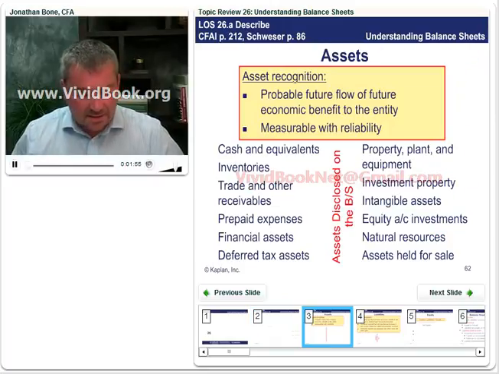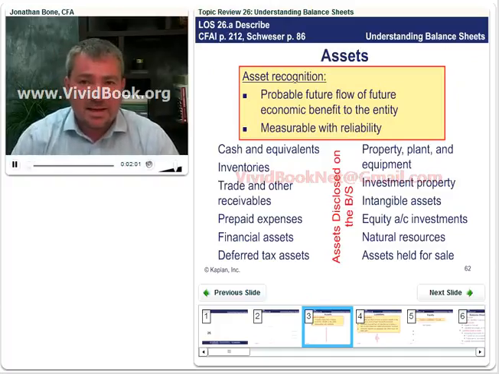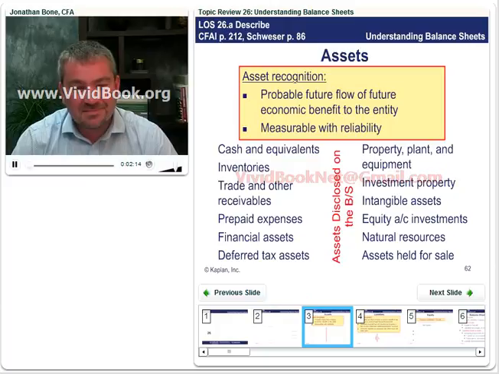So let's start a little bit with our assets. Asset recognition. Now, we've talked about this again in a previous reading. Here's our IFRS and US GAAP definitions. Probable future flow of economic benefit to the entity. Quick test. Is that IFRS or US GAAP? US GAAP. Why? The phrase probable in there.